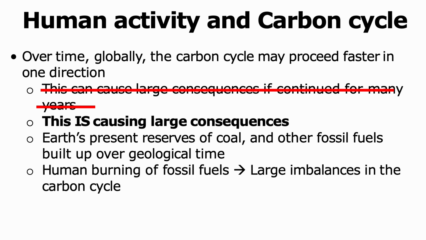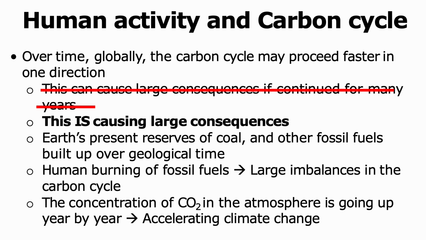This human burning of fossil fuels causes a huge imbalance in the carbon cycle. One result of this is the increase in carbon dioxide in the atmosphere. This increase in carbon dioxide is causing accelerating climate change, which can cause other types of unprecedented problems.